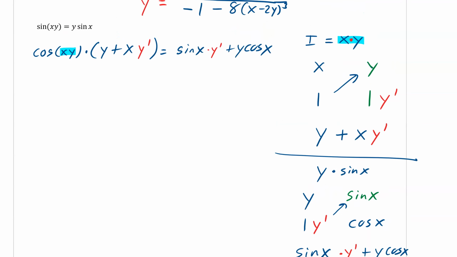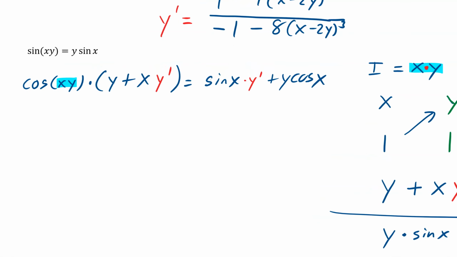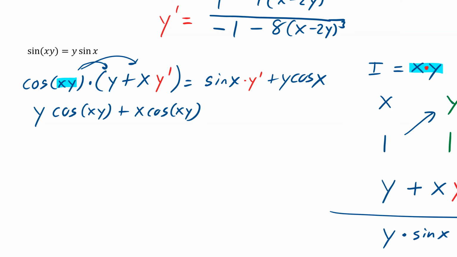Okay, now let's finish this. So again, we need to put our y primes on the same side, but we can't with our cosine xy sitting there. So you can divide both sides by cosine xy if you want. That would be completely fine, but I'm going to distribute just to keep our pattern the same. So y cosine xy plus x cosine xy times y prime equals sine x y prime plus y cosine x.